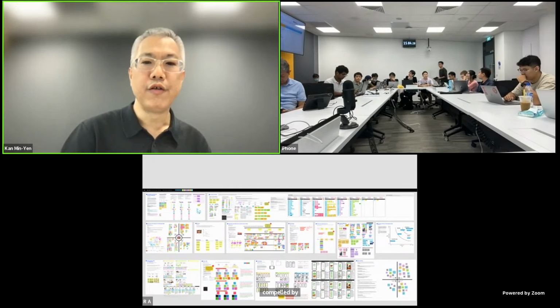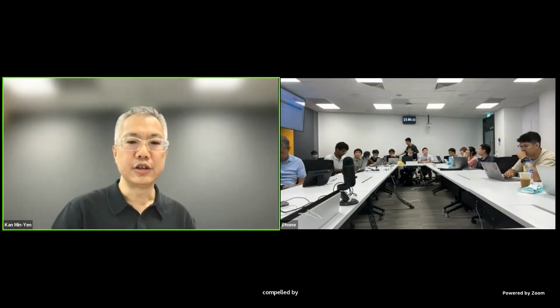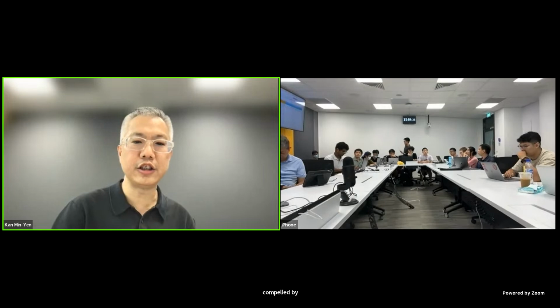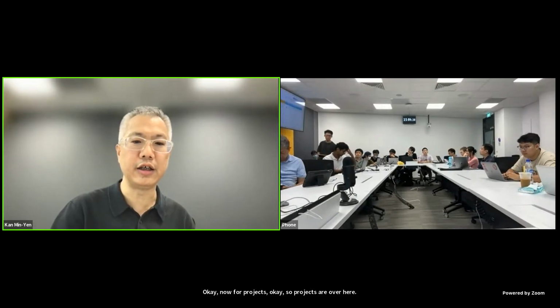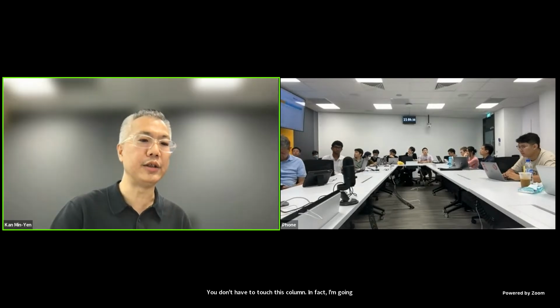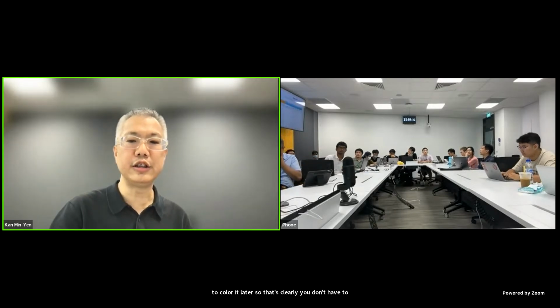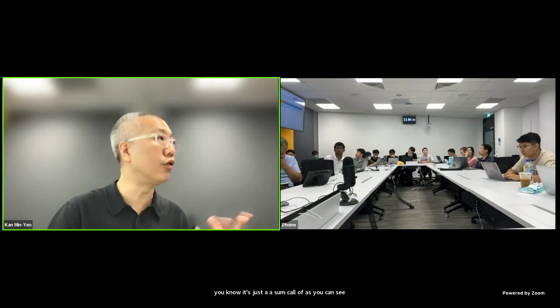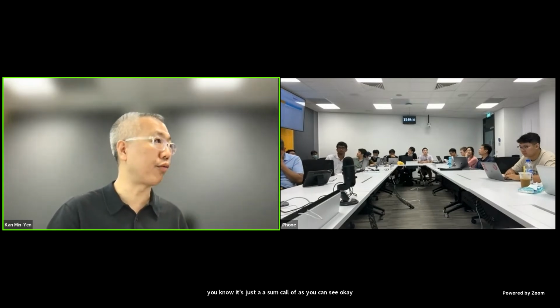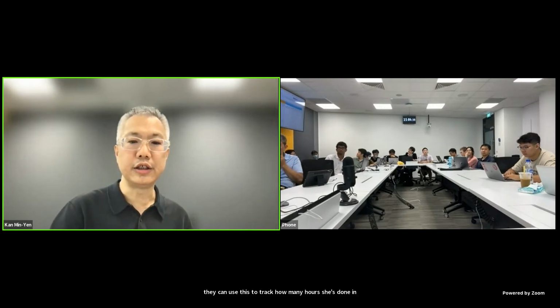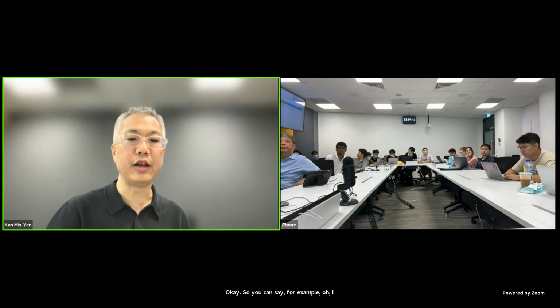Okay, now for projects, okay, so projects are over here. You don't have to touch this column. In fact, I'm going to color it later so that it's clear that you don't have to, it's just a sum column, as you can see, okay? So you can use this to track how many hours you've done in total towards your goal of meeting the project, okay? So you can say, for example, oh, I spent 5 hours preparing for lecture 1.